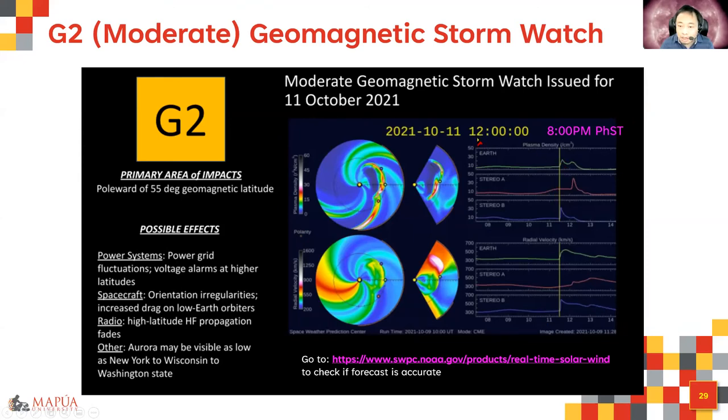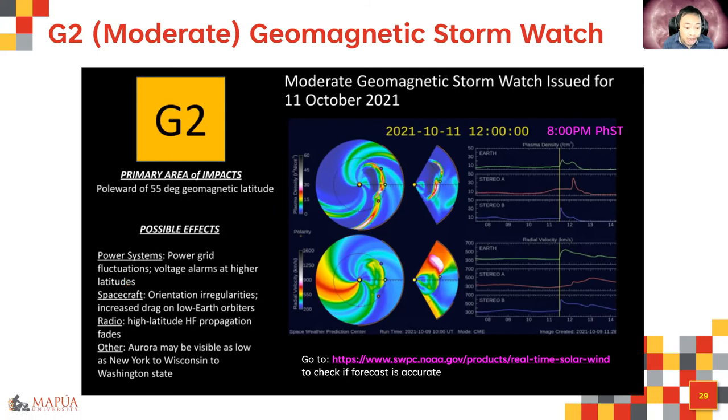It is expected that the CME will arrive here on Earth at 12 UT, around 8 p.m. Philippine Standard Time. And what is a G2 geomagnetic storm? These are some of the primary areas of impact: poleward from 55 degrees north of geomagnetic latitude going up, which is where we are relatively safe. Some possible effects: for power systems, you will have power grid fluctuations.